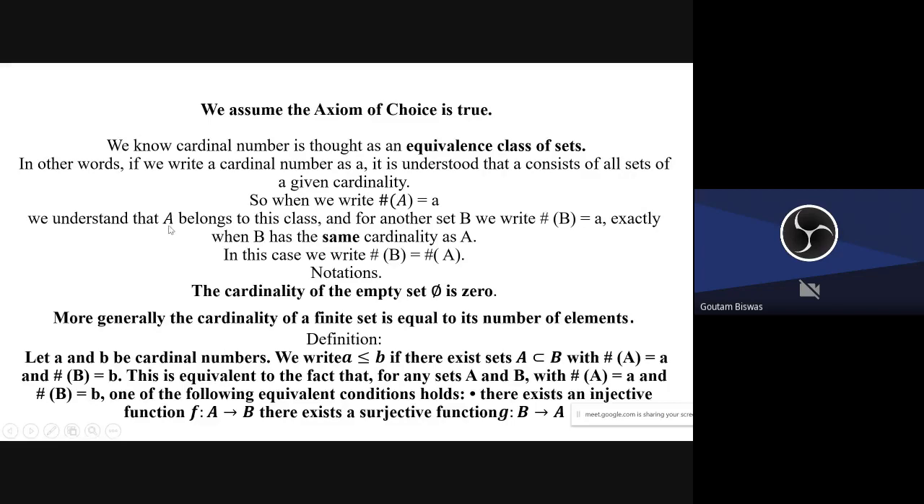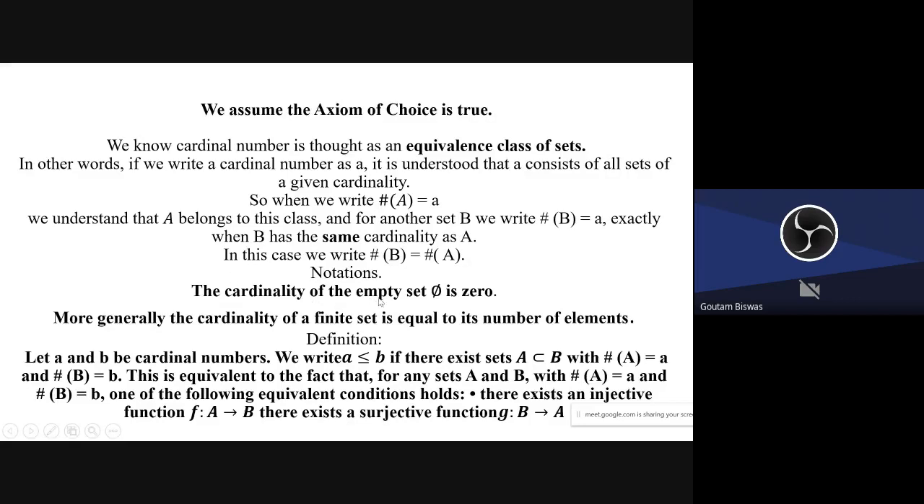A belongs to the class of A. And for another set B, we write B exactly when B has the same cardinality as A. In this case, we can write this one. That means A is a class and B is a class. They have the same cardinality. So A and B will be treated as the same set.